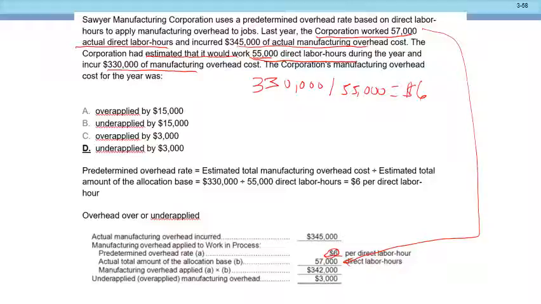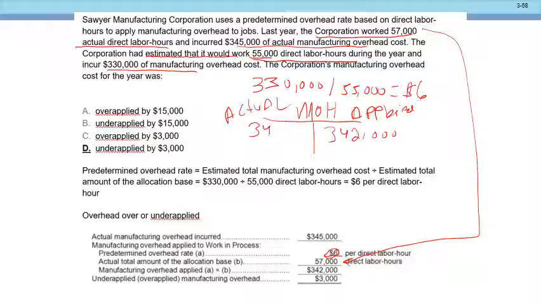So if I'm sitting here and I'm just looking at my manufacturing overhead account, I'm going to credit it for this 342,000 for the applied. Applied goes on this side, doesn't it? That's going to be what, 342,000? Okay. Meanwhile, they just gave me the actual. Actual is what? 345,000, isn't it? Okay. So I have more debits than credits, don't I? I have more debits than credits.